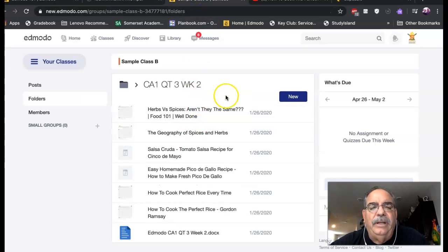Once my students open up to sample class number B, and they go into the folders, they'll realize that I put in a folder there that I use for culinary arts, which is quarter number 3, week 2. And what I do in flipping a class is you turn around, and what they used to do as homework, they do in class, and what they would normally do in class, they would do at home. So they will be able to watch all of these videos at home, write down any questions or concerns they have, and when we come into class, it is more of them doing the work.